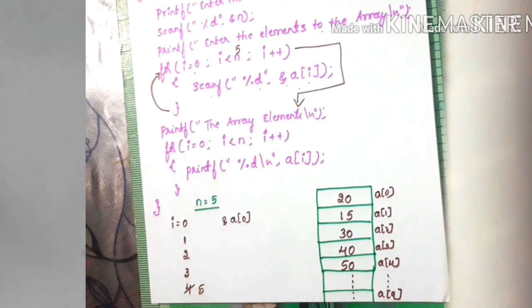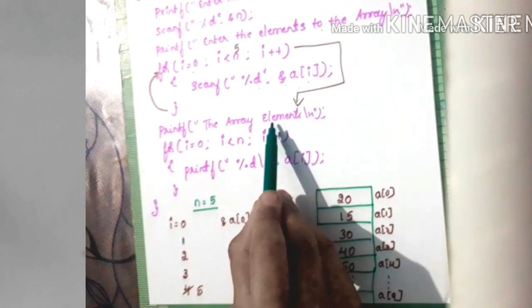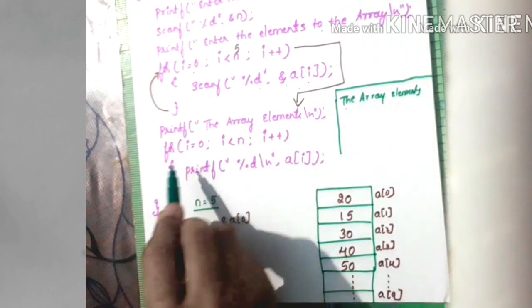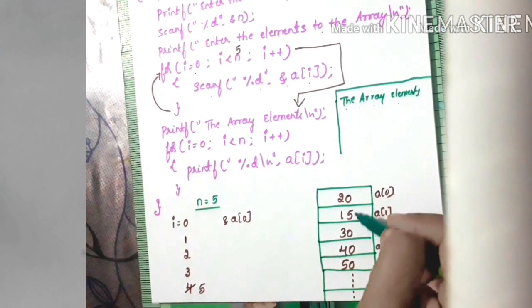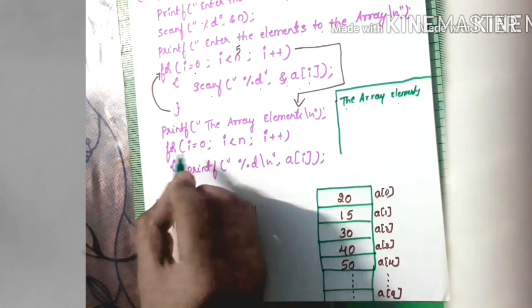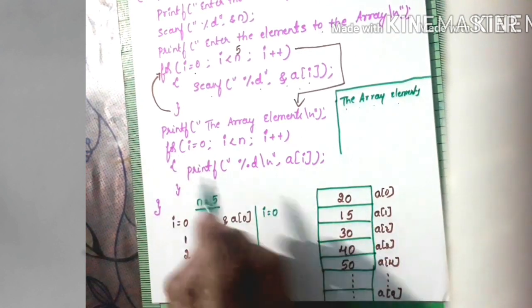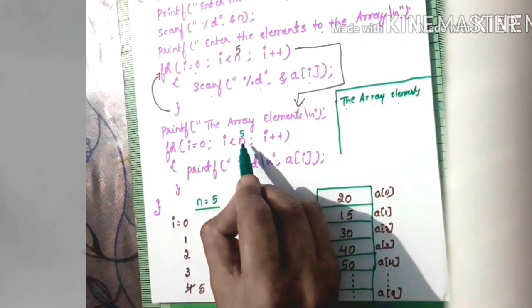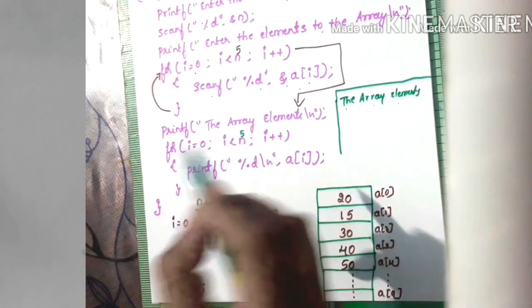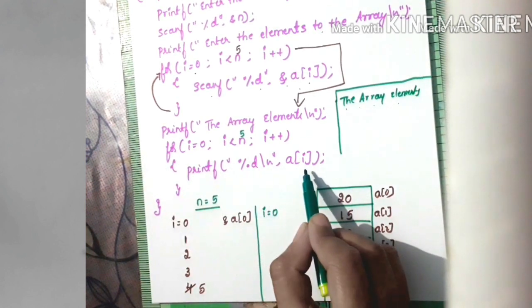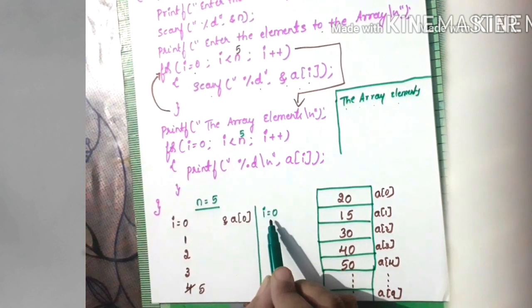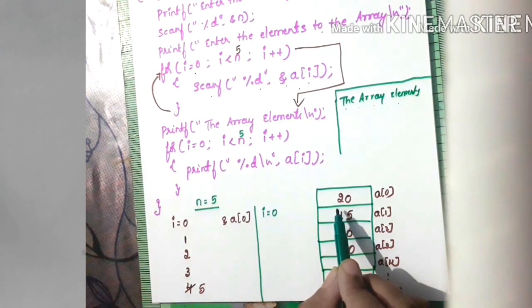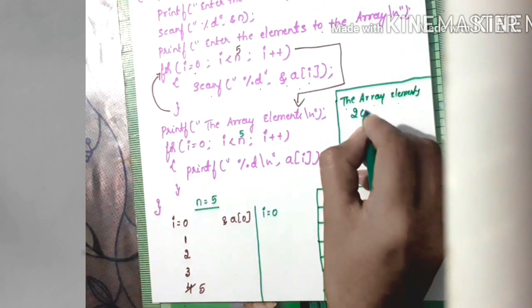Next instruction prints the message "the array elements". Next, this for loop prints the array elements one by one. The initial value for i is 0, i less than n, n value is 5, i less than 5, the condition is true, control enters the for loop. The print instruction prints the value of u[i]: i value is 0, so u[0]. What is the value of u[0]? u[0] value is 20, that is printed.